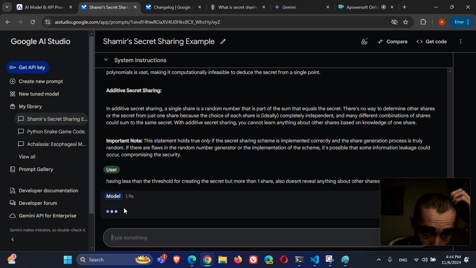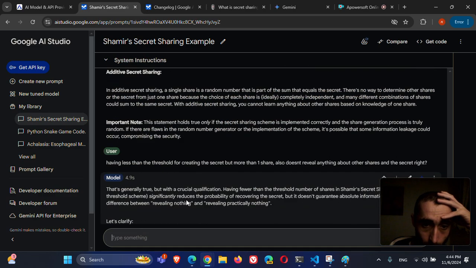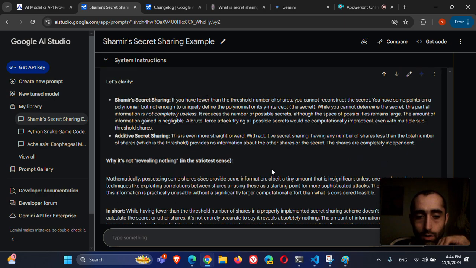Because it's not just one share, even if you have two shares or three shares, until you get to the threshold in Shamir, or until you get to all of the shares in additive, it doesn't really tell you anything. If you reach fewer than the threshold number of shares in Shamir, it significantly reduces the probability of recovering the secret, but it doesn't guarantee absolute information hiding. There is a difference between revealing nothing and revealing practically nothing.